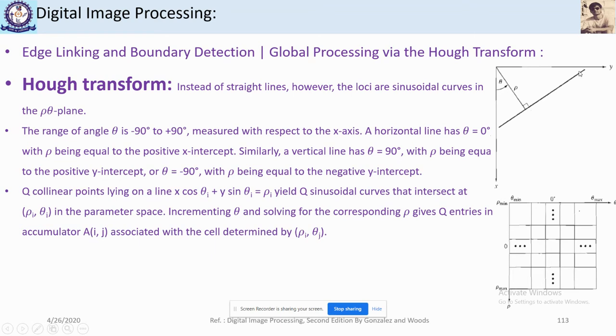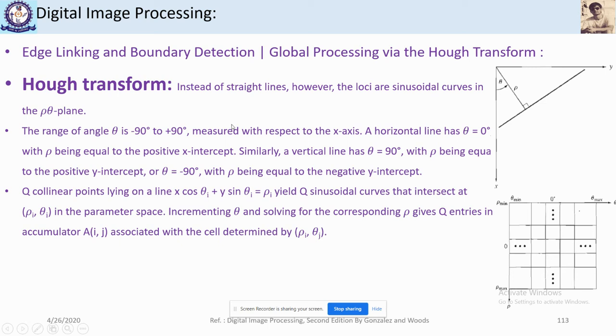So suppose here we have this xy plane. So this is a straight line. How will we define the straight line using rho and theta? We drop a normal from the origin to this line. That means this angle is 90 degrees. Then we measure this distance. This distance is called rho, and the angle of this normal from the x-axis is called theta.